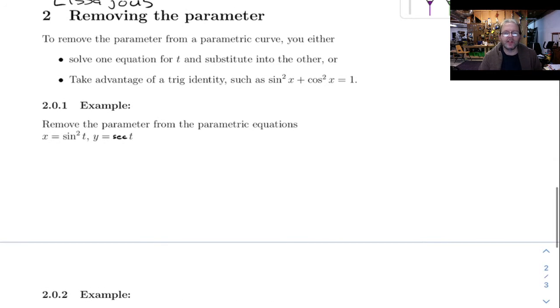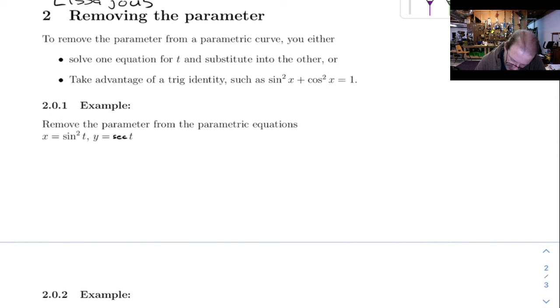I want to do a few more examples of removing the parameter. When you remove the parameter from a parametric curve, you can either solve one of the equations for t and then substitute into the other, and that's what we did in the example earlier. Another thing you can do is take advantage of a trig identity like this.